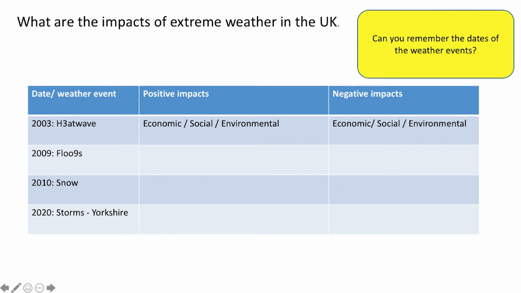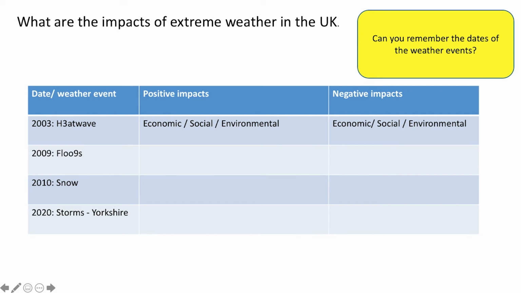Economically, again, businesses would have had to close. Environmental impacts: crops that were planted might have become damaged, or planting of crops might have been delayed. The storms in Yorkshire that you've recently seen on the television have had many, many negative impacts, economically, socially and environmentally. So try to see a grid like this, but also do bear in mind that when we see the word impacts, they don't all have to be negative.